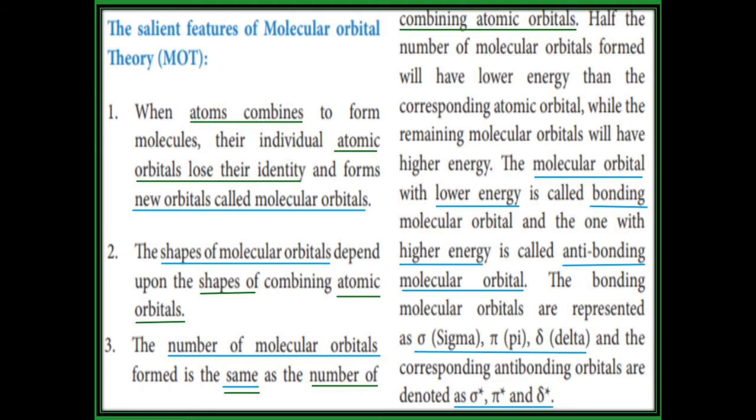In molecular orbitals, those having lower energy are called bonding molecular orbitals. They lie at the bottom. The molecular orbitals having higher energy are called antibonding molecular orbitals. They lie on the top side. There are 3 types of bonding molecular orbital: sigma, pi, delta. In the same way, antibonding orbitals are indicated with an asterisk: sigma star, pi star and delta star.